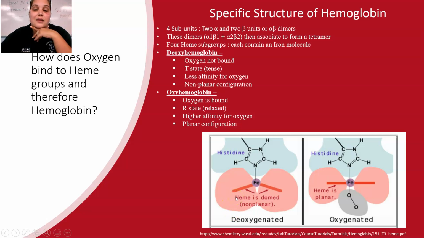The other one is oxyhemoglobin, and I think it's pretty self-explanatory that oxygen is bound. This is the relaxed state, the R state. In this state, the hemoglobin has a higher affinity for oxygen, and it's in the planar configuration. And if you look over here with the oxygenated portion of this image, you can see I view it as a straight line with our iron in the middle. Again, planar, higher affinity for oxygen, relaxed state, oxyhemoglobin.